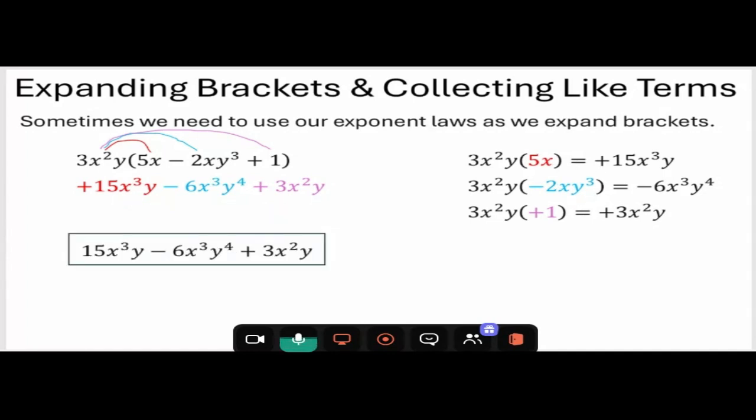So there's our final answer. The positive in front of the 15x cubed y turns out to be not critical, but the positive in front of the last one, 3x squared y, is critical. That needs to be there.